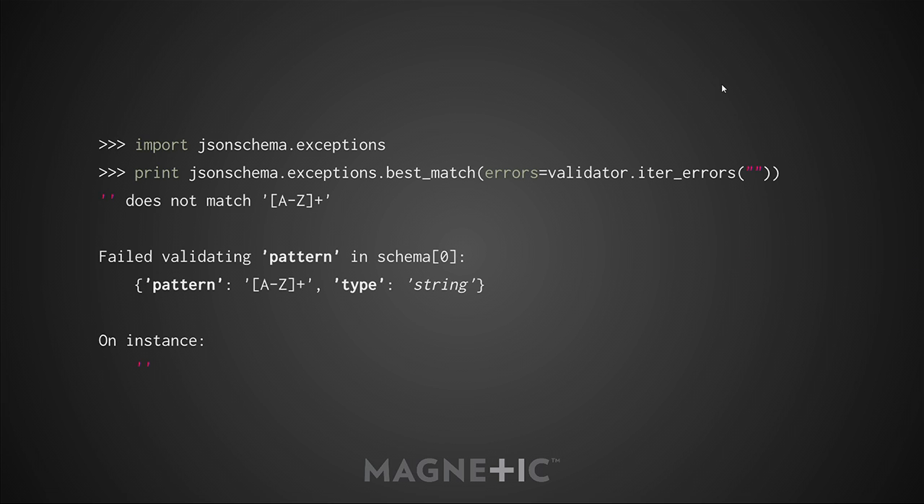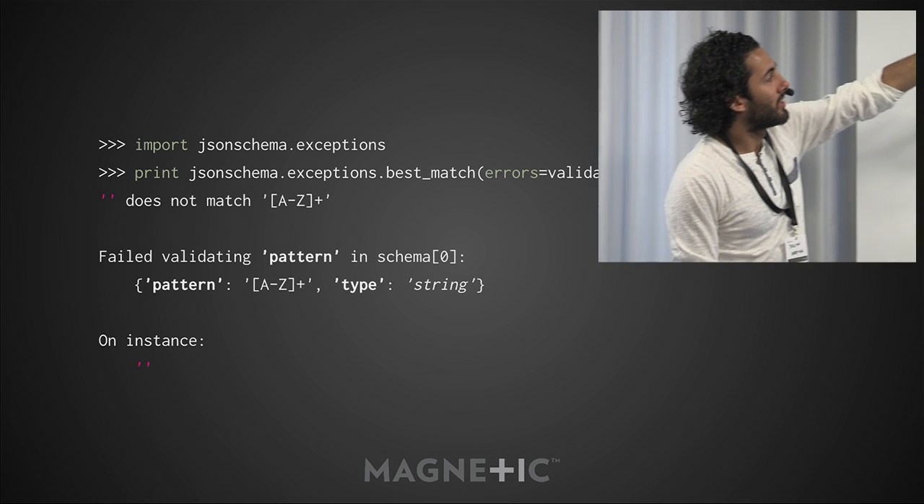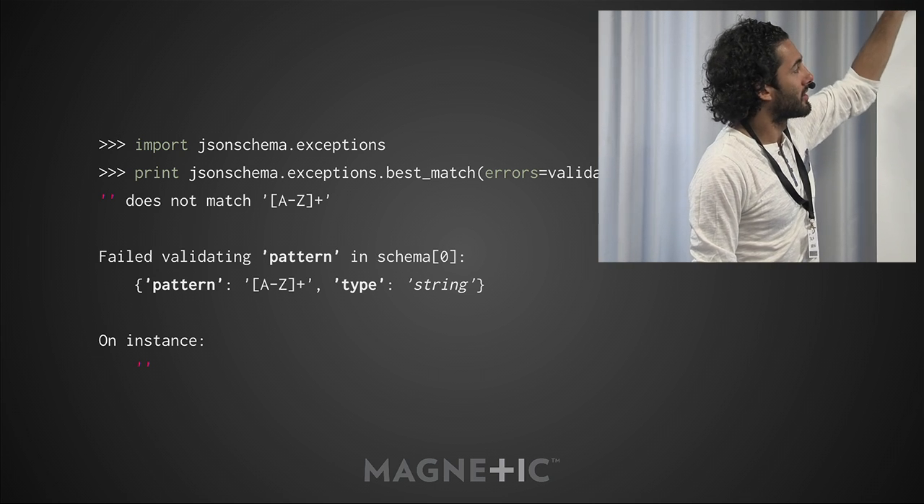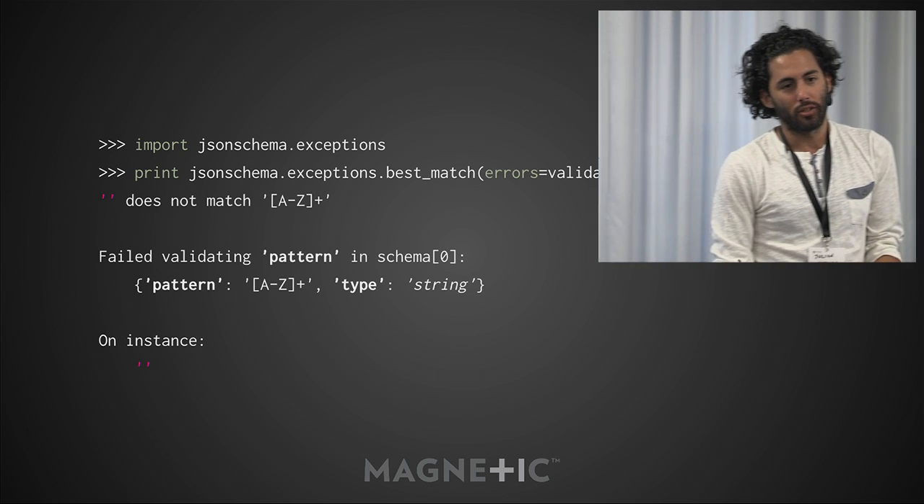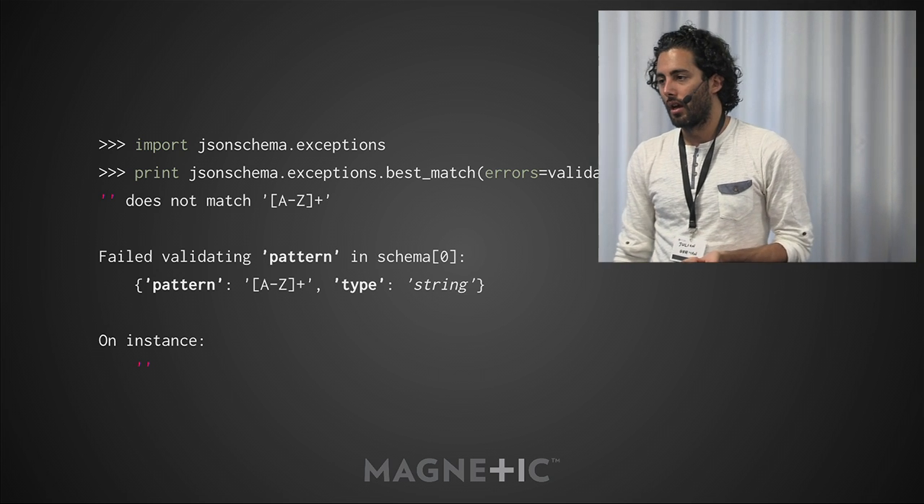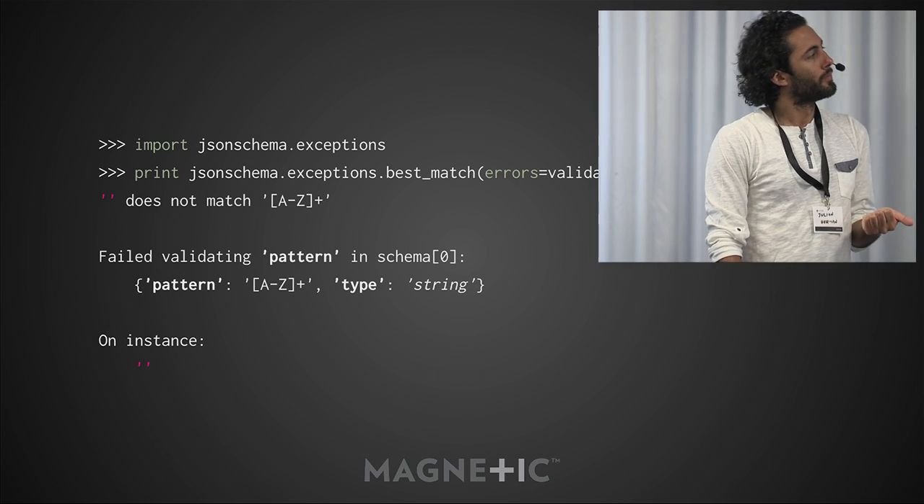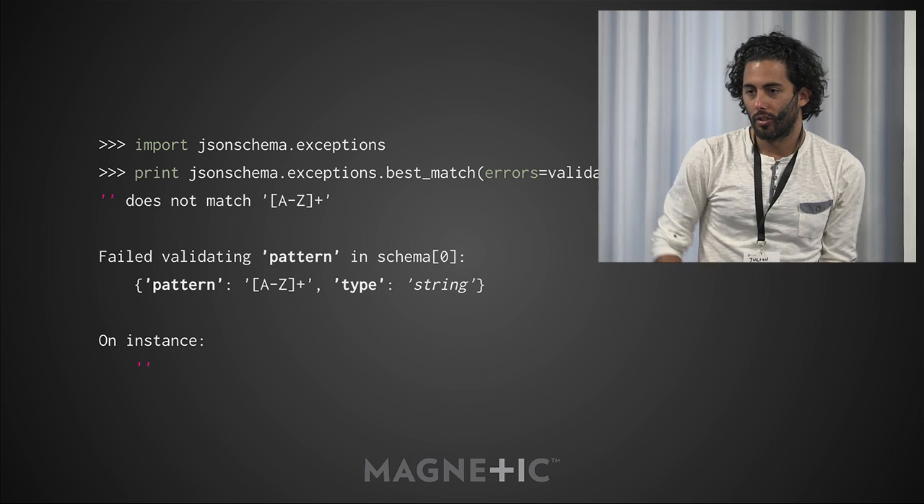But maybe for debugging purposes or otherwise, that's still not good enough. For that, there's multiple functions, but at least one called best match, which is basically a heuristic where you give me a bunch of errors, and I tell you which one is most likely to be the one you care about. So still passing in that iter errors on the empty string, when I pass that into best match, it heuristically decides that the one that you probably care about is the one that says that empty string is not A to Z plus. So you just get that one error instead of the 3 errors.